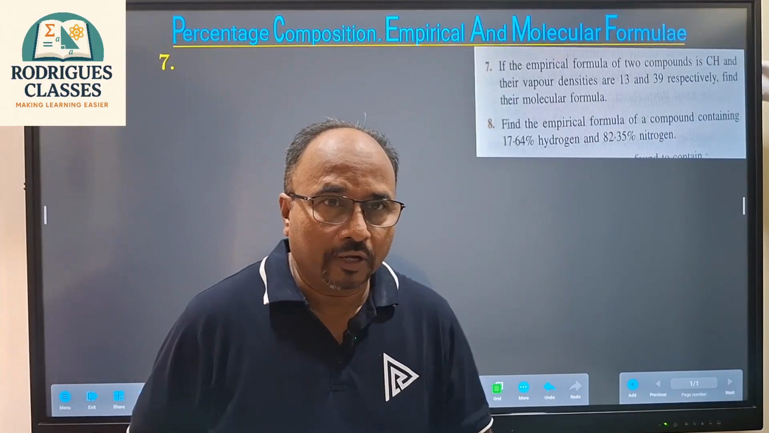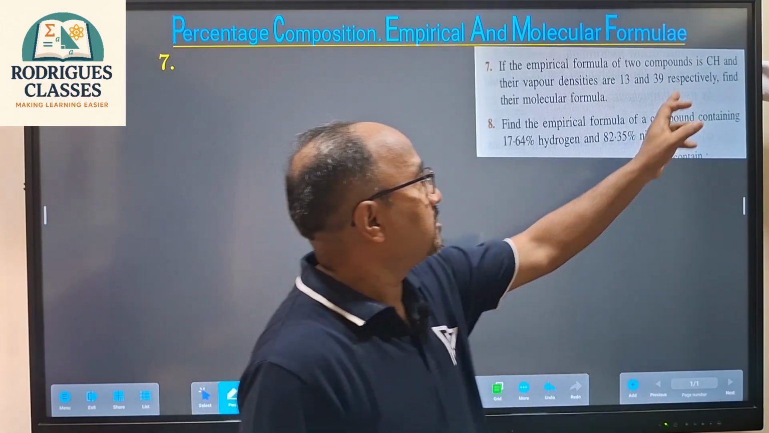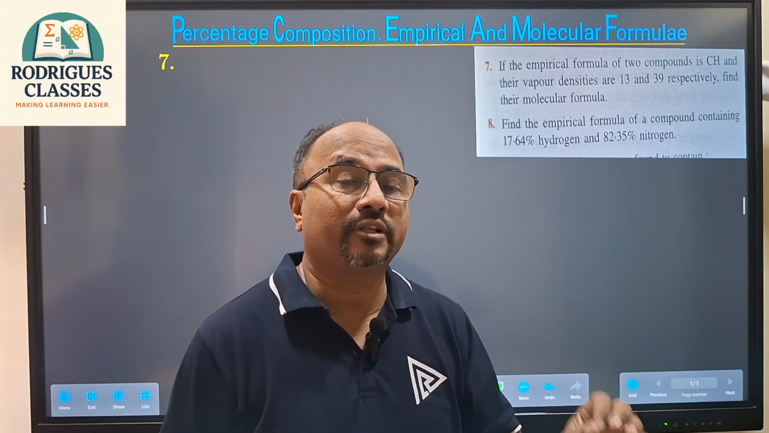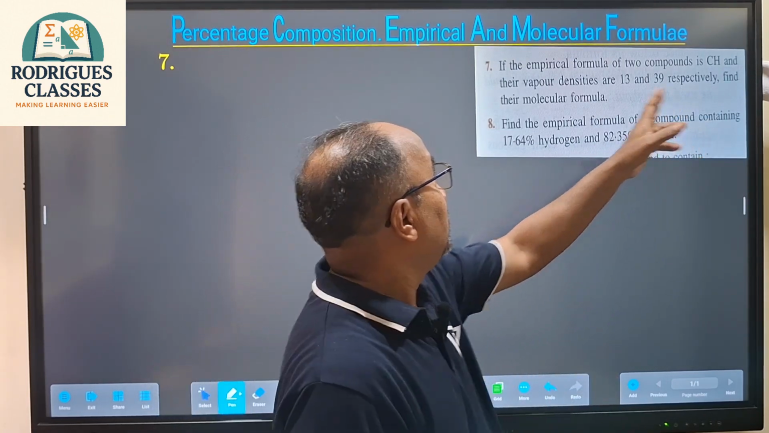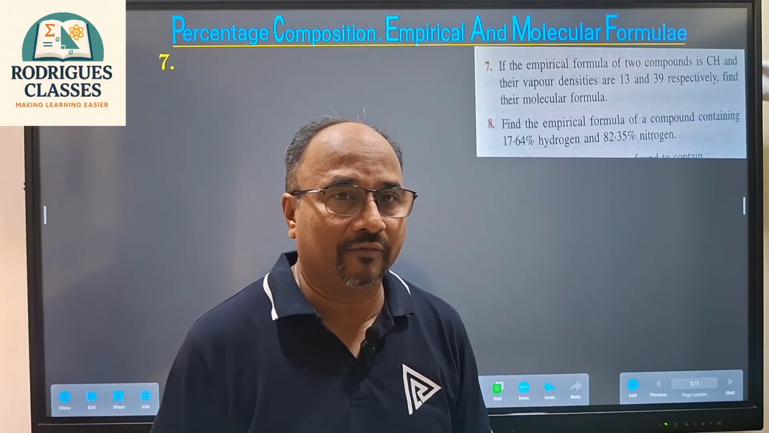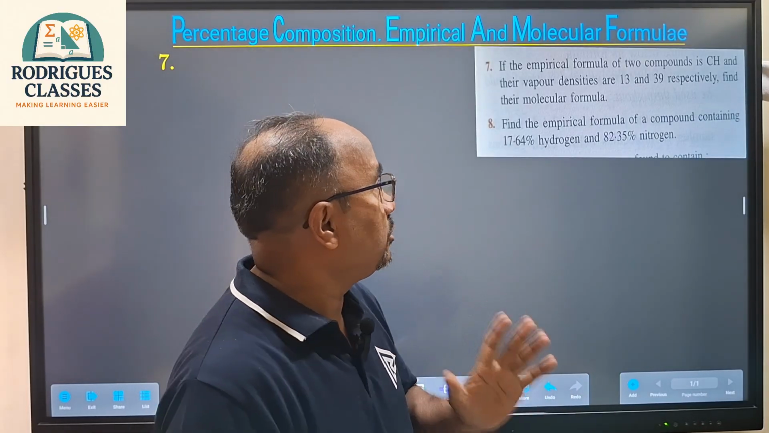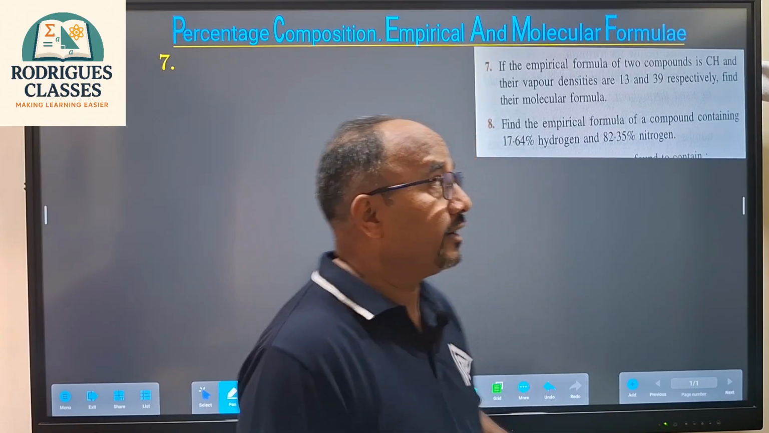So let's follow numerical number 7, which says the empirical formula of two compounds is CH. So there are two compounds, their empirical formula is CH, single carbon, single hydrogen. And their vapor densities are 13 and 39 respectively. So vapor density is given to us. We have to find the molecular formula. So see how we will be working it out.